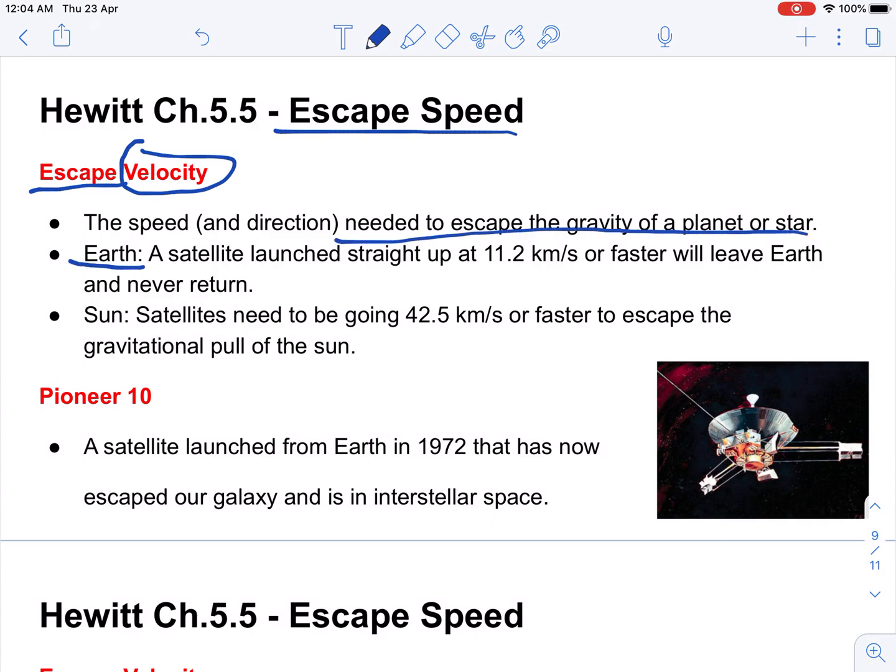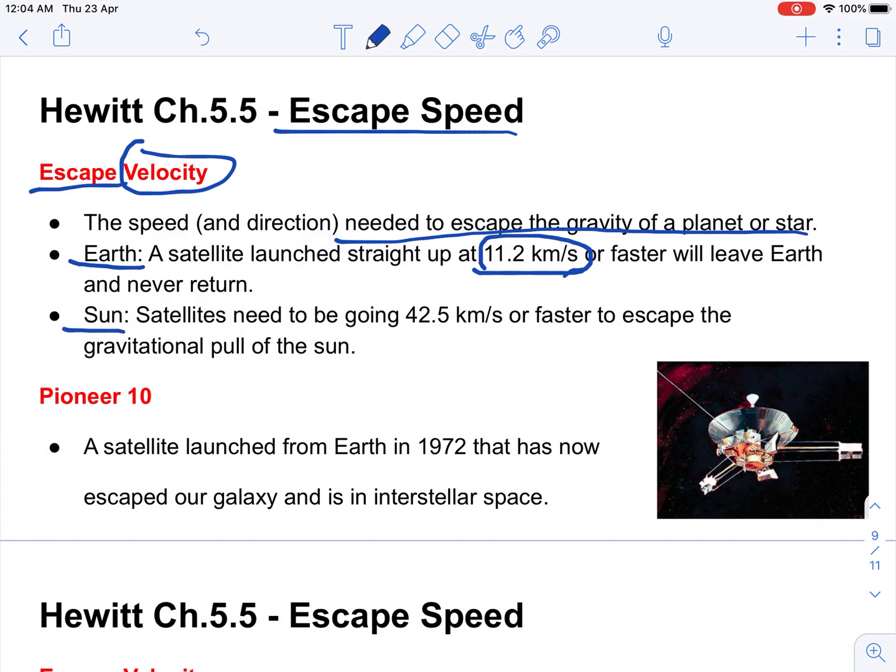On Earth, satellites have to be launched straight off the ground at least 11.2 kilometers per second or faster to get away from Earth's gravitational influence, right? If we manage to get something going that fast, it is not going to come back to Earth without turning itself around on its own. Earth's gravity will not be able to pull it back. It might start off looking like it's going to be an elliptical orbit, but then it will just keep going.